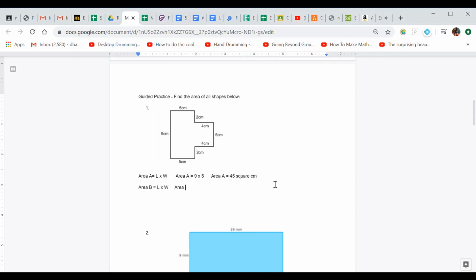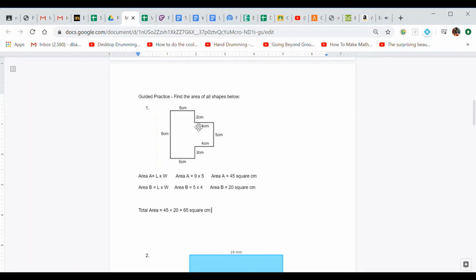Area B equals 5 times 4, the longer side times the shorter side. And then just going to the next side, area B equals 20 square centimeters. So I have the area of the 2 shapes, but now I need to put them together. So I write total area, that's the area of the whole composite shape, what we're doing today, equals 45 plus 20 for a total of 65 square centimeters.